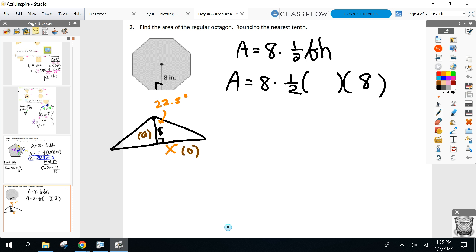6. Is that a question or an answer? Good. Tangent. Opposite x over adjacent 8. Another reminder, this is half the base. This is only half the base. So make sure you multiply it by 2 before you plug it in. And then do your thing, and I'll ask somebody just for the final answer.